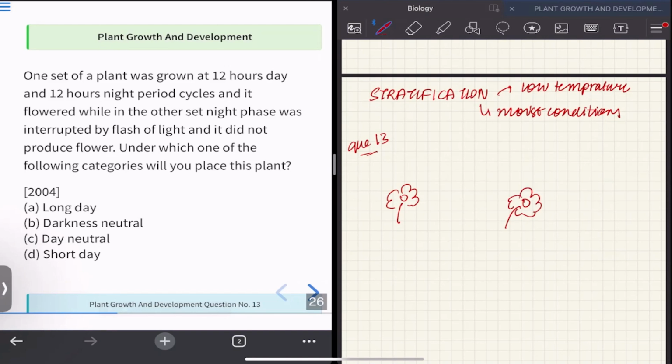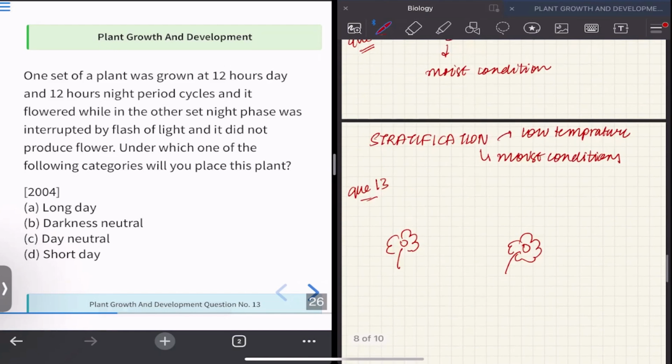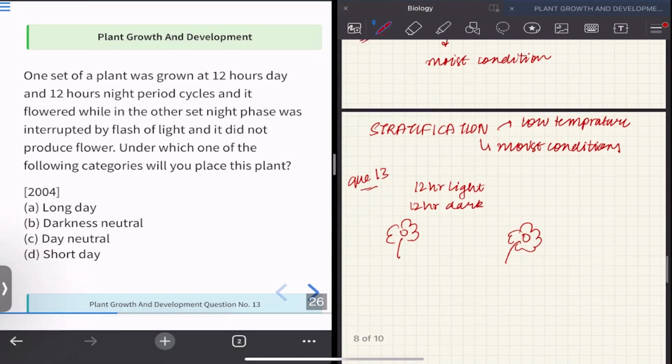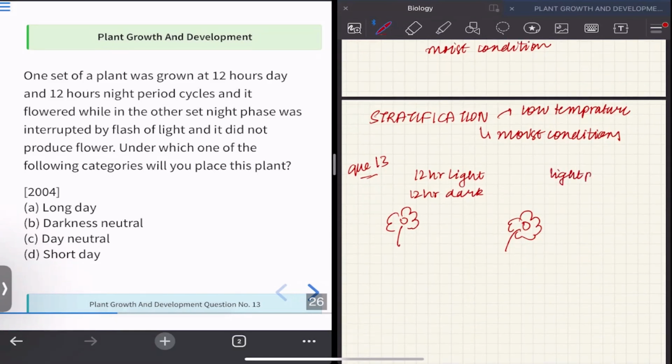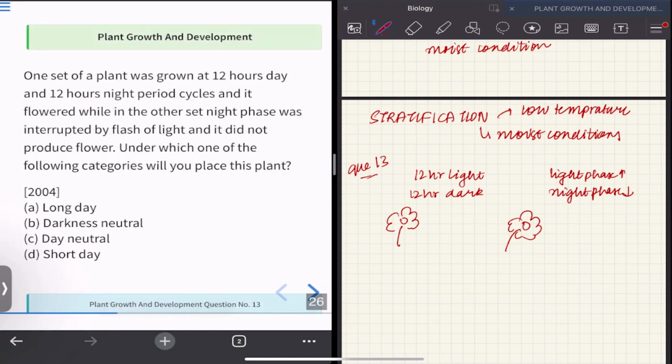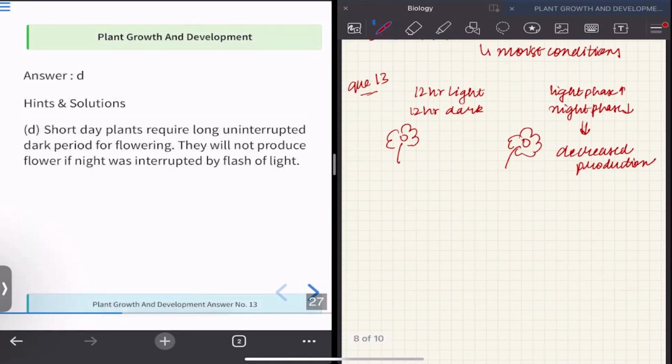Okay. So in this, we have 12 hours of light and 12 hours of dark. And in the other one, the night phase was interrupted. So light phase is increased and the dark phase is actually reduced. So short day plants require long and uninterrupted nights. When they have reduced the night phase, it has decreased its flowering. Okay. So this is a short day plant.